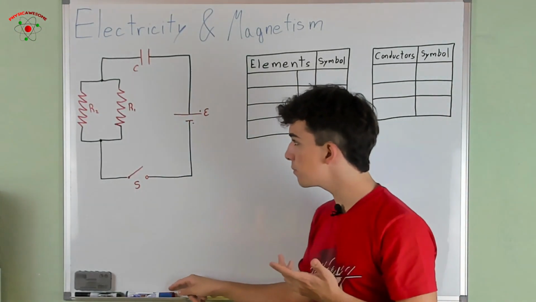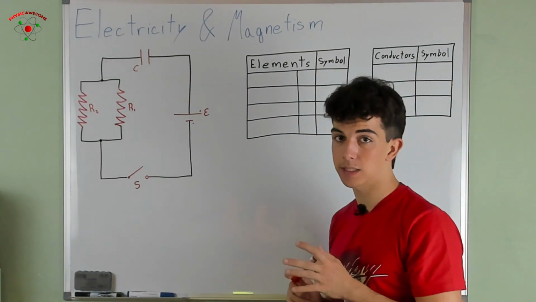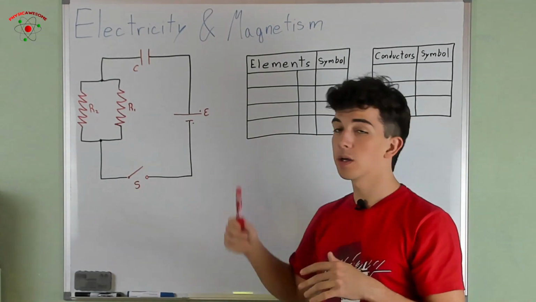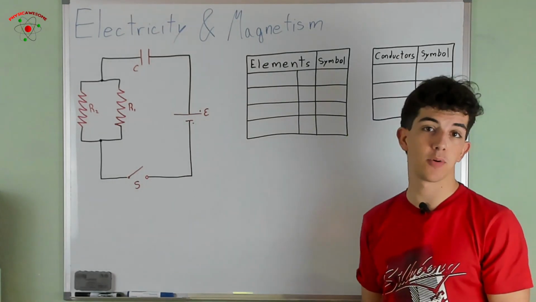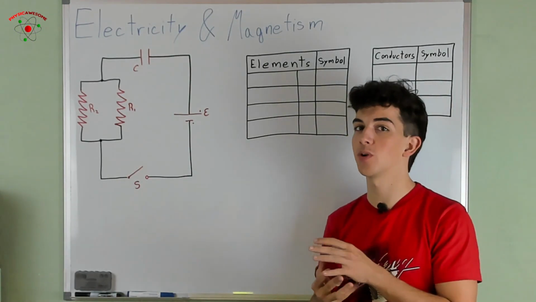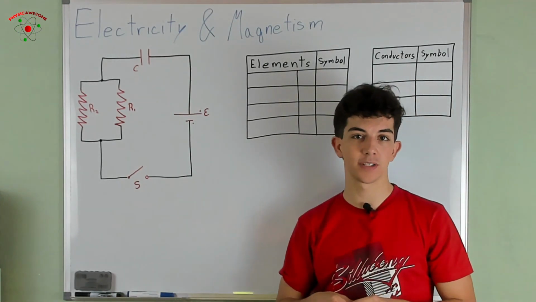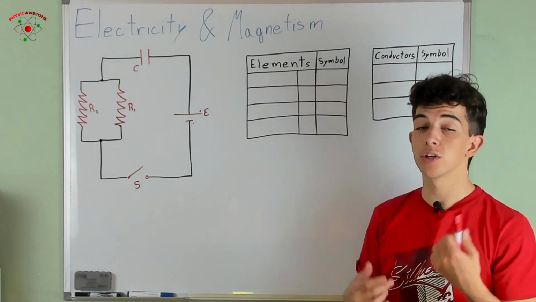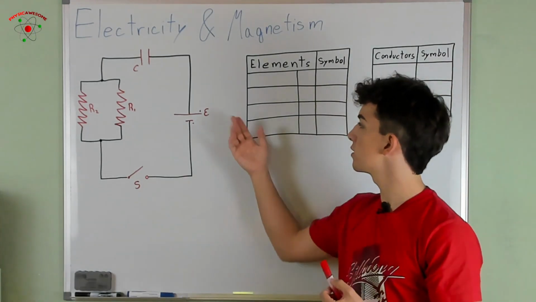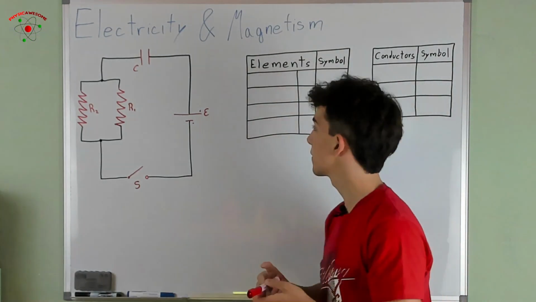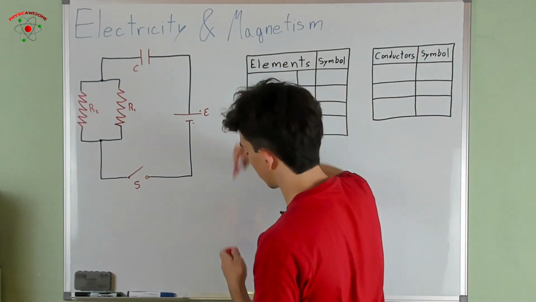The most important one of them, in this case, is usually the battery. Because if there is no battery in a circuit, it's probably not gonna last too long unless you have a charged capacitor, and it's not really interesting. So it's a very important item and terminology thing to know. We have batteries.